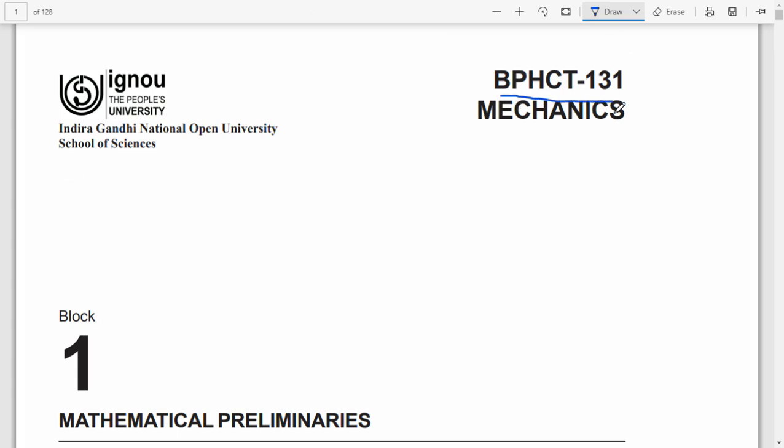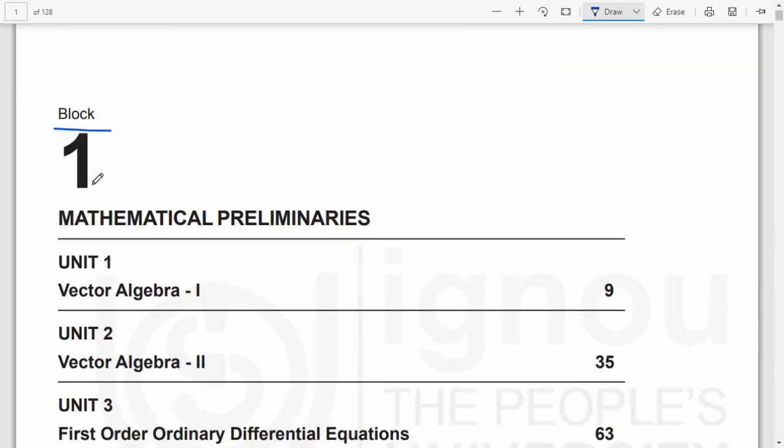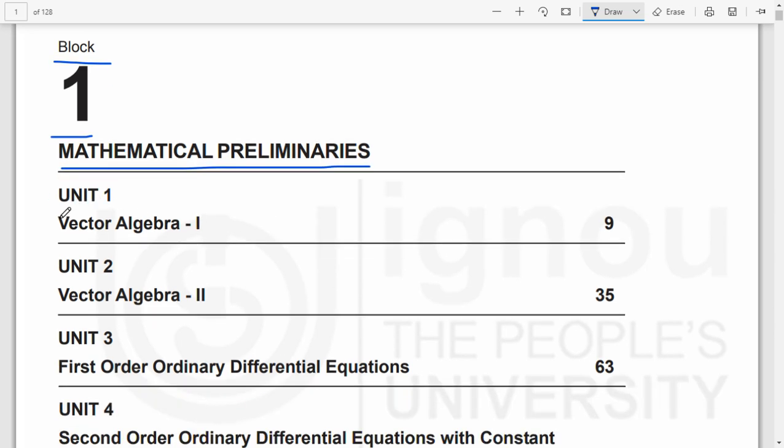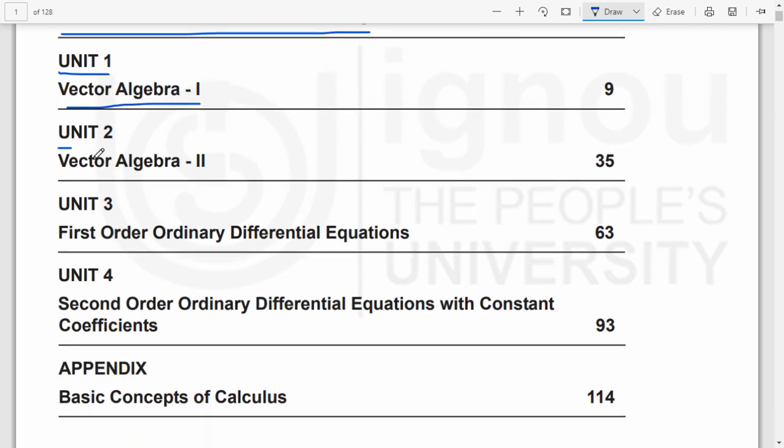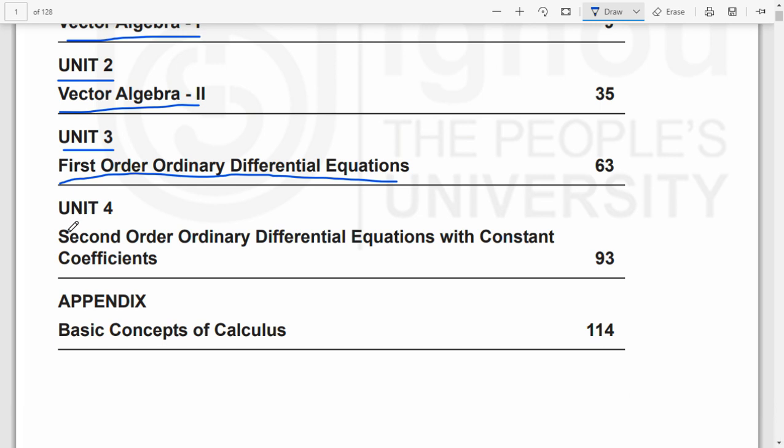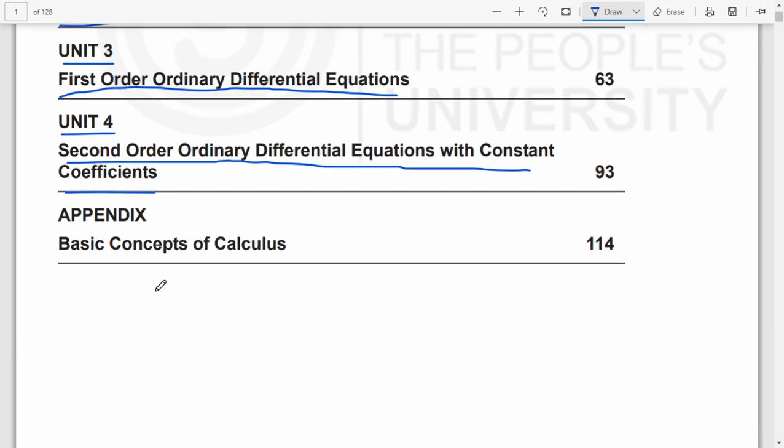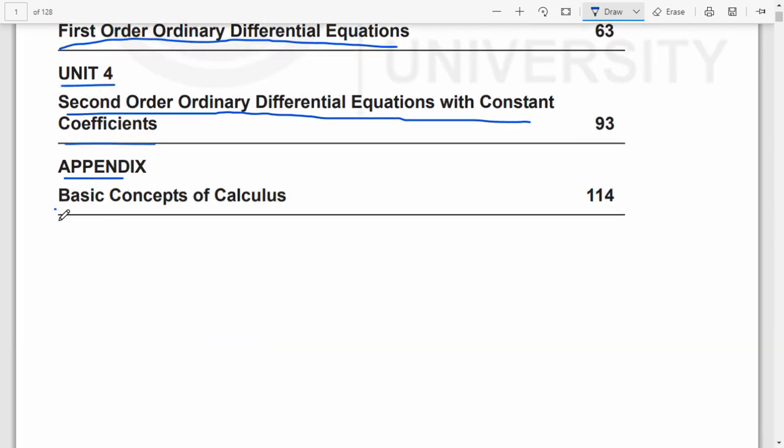BPHCT 131 Mechanics. Block 1 Mathematical Preliminaries. Unit 1 Vector Algebra 1. Unit 2 Vector Algebra 2. Unit 3 First Order Ordinary Differential Equation. Unit 4 Second Order Ordinary Differential Equation with Constant Coefficients. Appendix Basic Concept of Calculus.